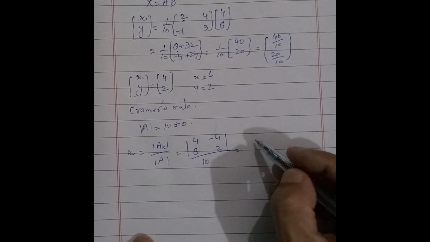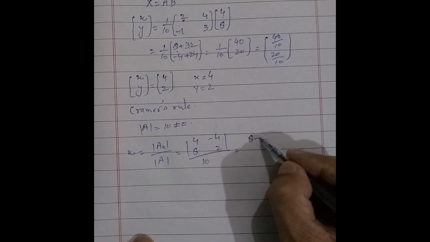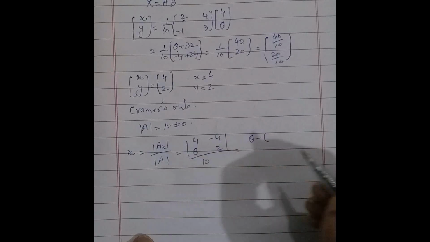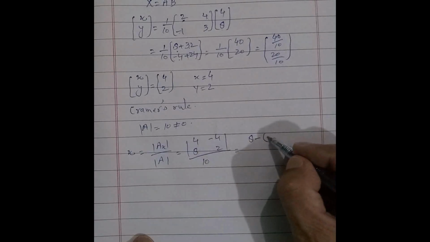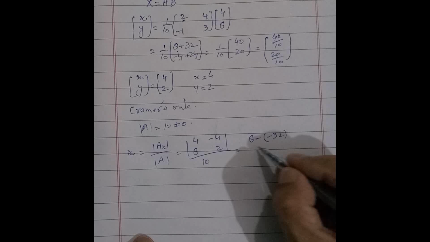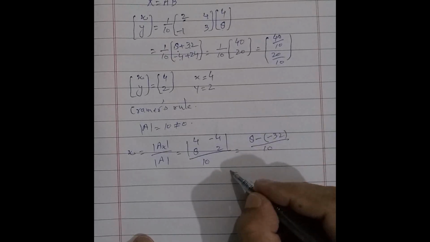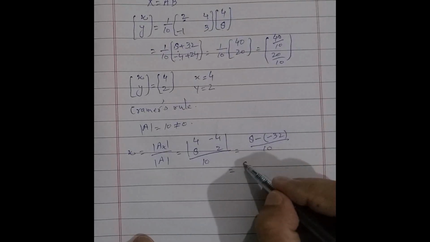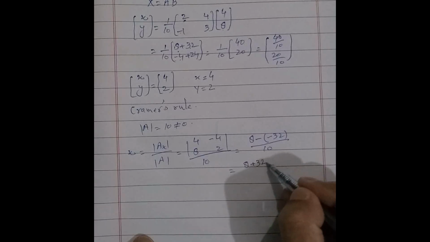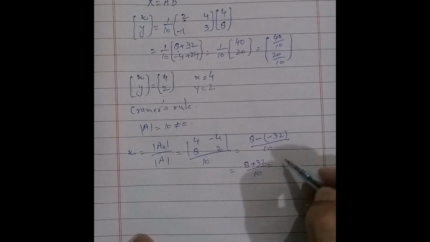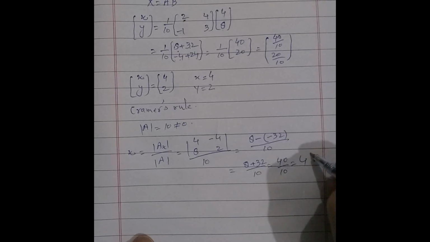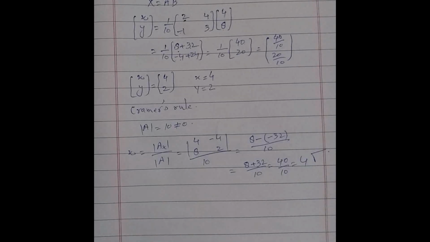Now we simplify these values. Here 4 multiplied by 2 is equal to 8, minus 8 multiplied by minus 4 is equal to plus 32 over 10. Now simplify these values. 8 plus 32 over 10 is equal to 40 over 10, which is equal to 4, and it is the value of x.